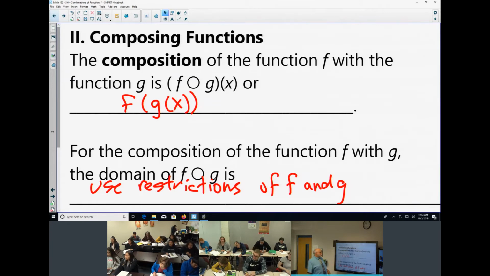Okay? So in the composition of the function f with g, the domain of f of g of x is, you use the restrictions of both f and g. So like if you're not allowed to plug in 2 into the f function, you can't plug in 2 into the f of g either. Okay, so the restrictions still apply.